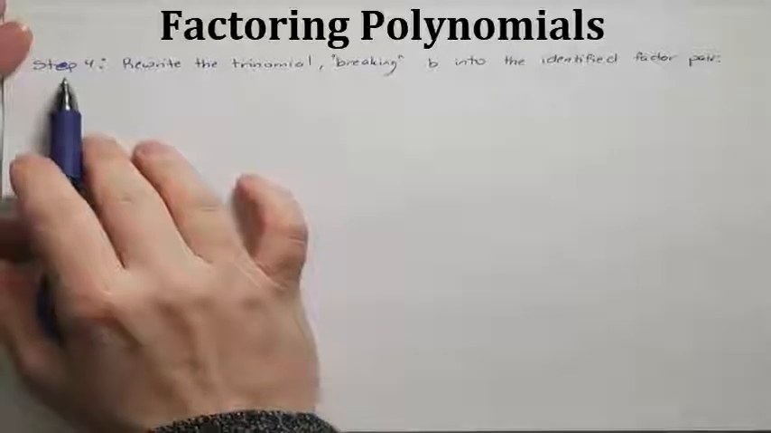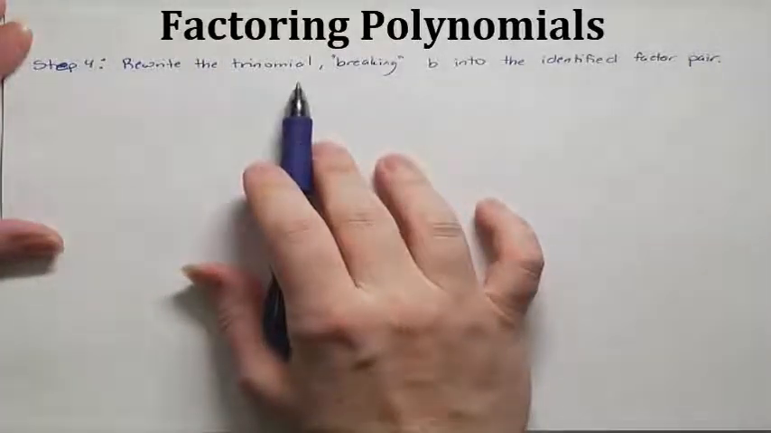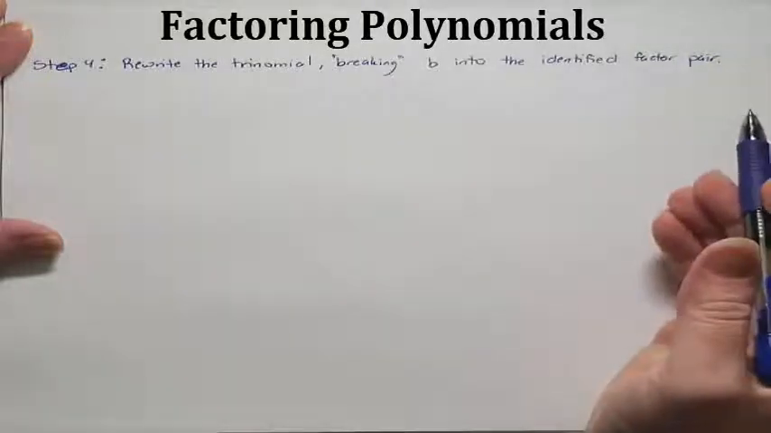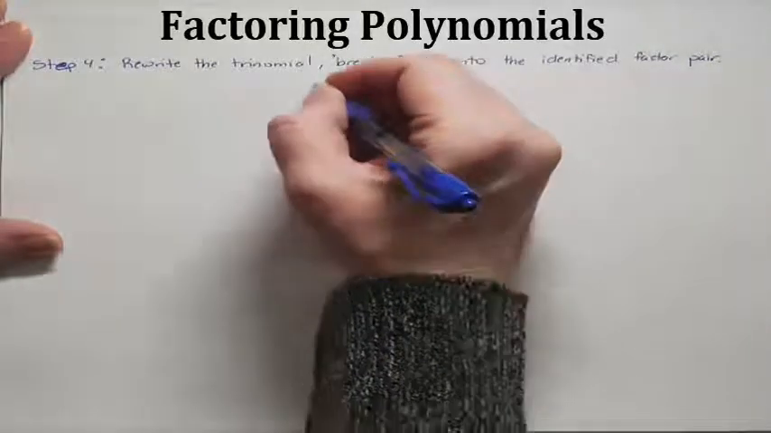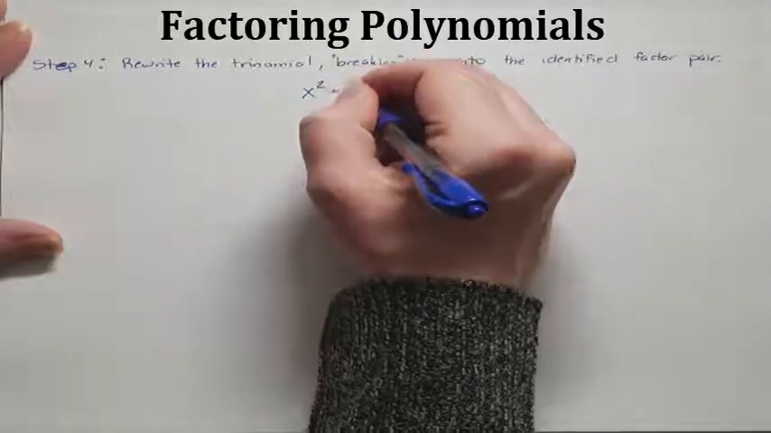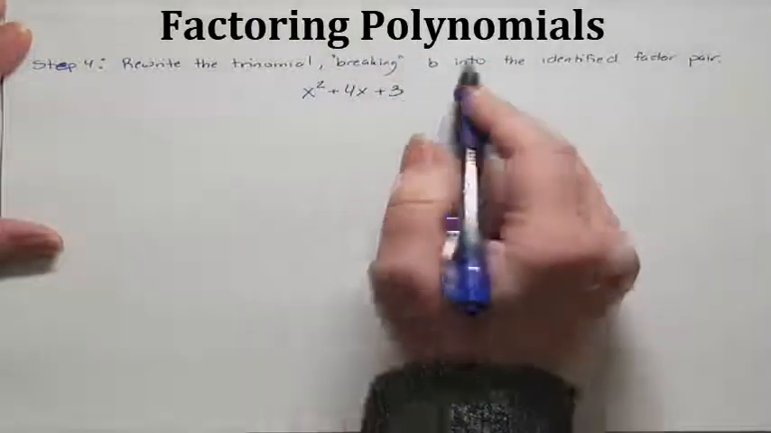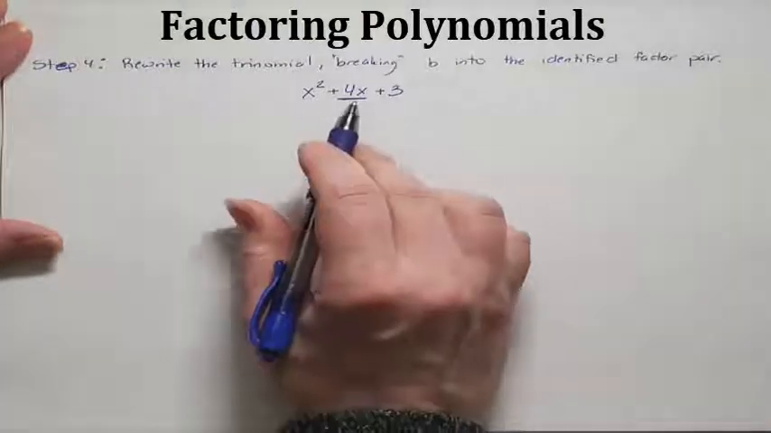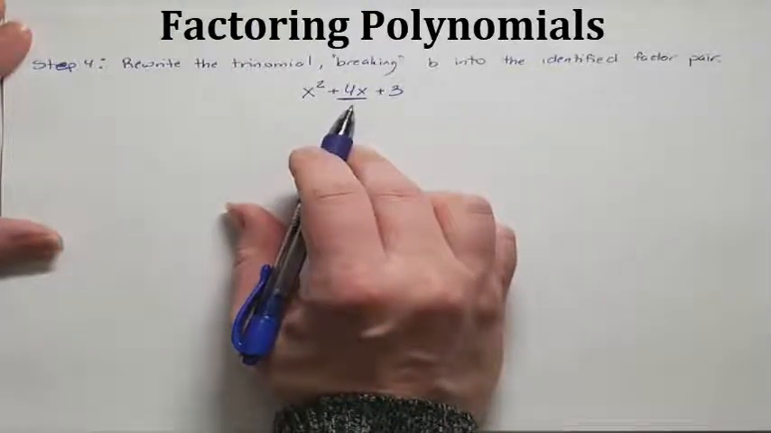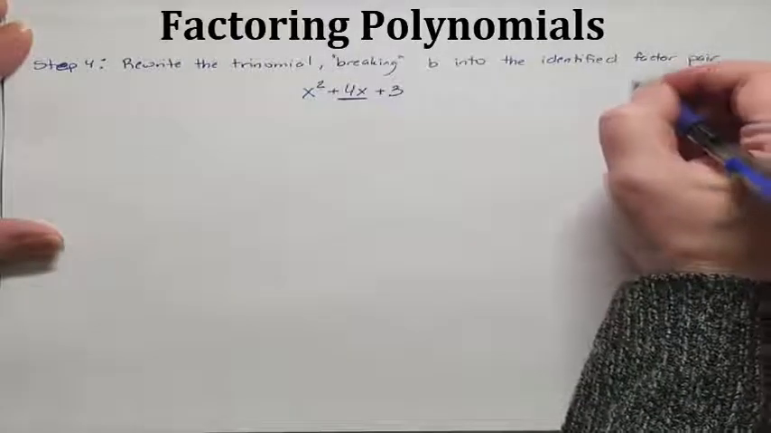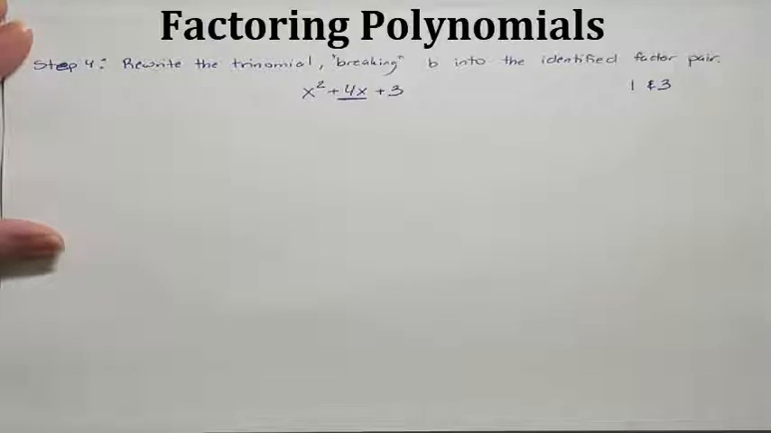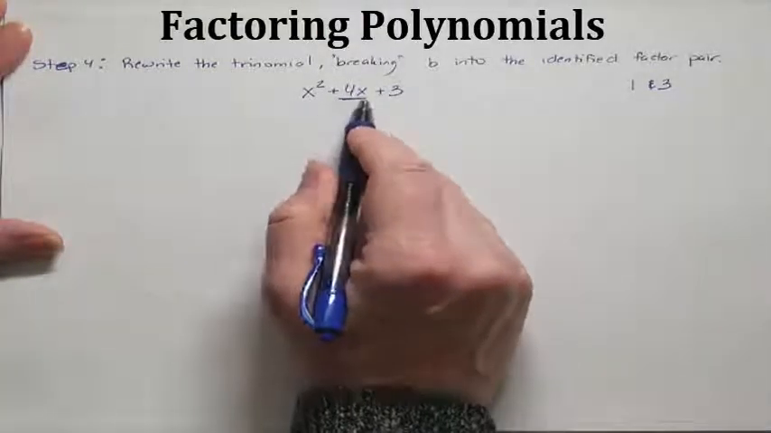So step number 4 is to rewrite our trinomial, and you're going to do that by breaking the B part into the factor pair that we identified. So the baby problem that we were trying to solve was this baby problem. We want to break the B part. This is the B part. Now how we're going to break that up is using the 2 numbers that you identified back in step 3. If you remember, back in step 3, you identified 1 and 3 as being the 2 numbers that we were going to use. So somehow I need to rewrite this.